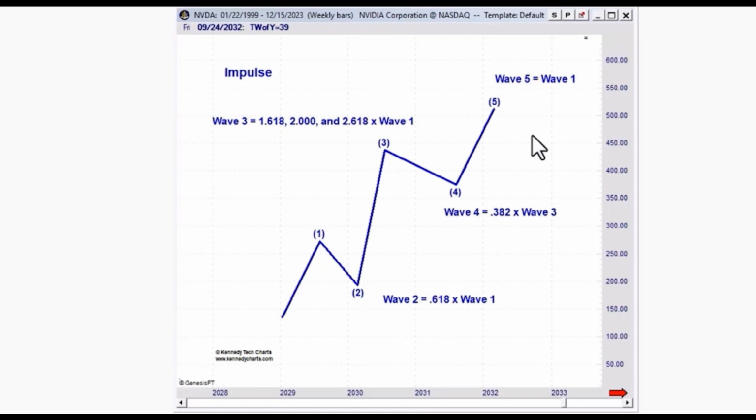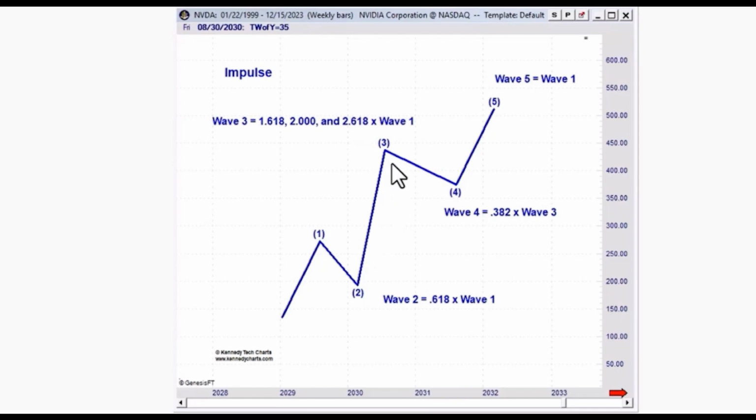So this is an idealized impulse wave. Once you have your 5-wave move up, you have your 3-wave decline for wave 2. The most common Fibonacci retracement for wave 2 is a .618 multiple of wave 1. When it comes to wave 3, we typically look for a 1.618 multiple. If wave 3 is exuberant, and it most often is in the equity markets, then you'll be looking for something perhaps larger, 2.0 or even 2.618 multiples.